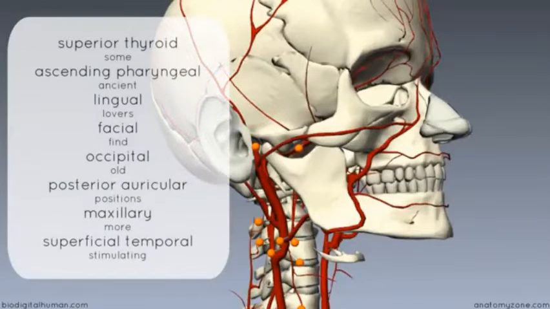So that was just a very quick run-through of the branches of the external carotid artery. I just wanted to give you a way to remember those branches and to show you what order they came off the external carotid artery.